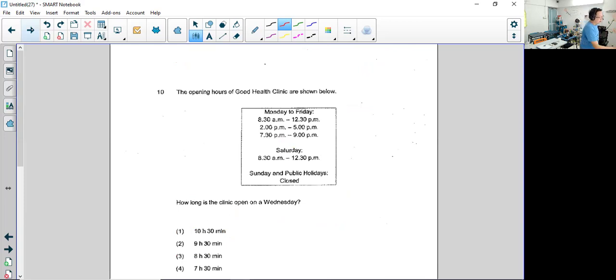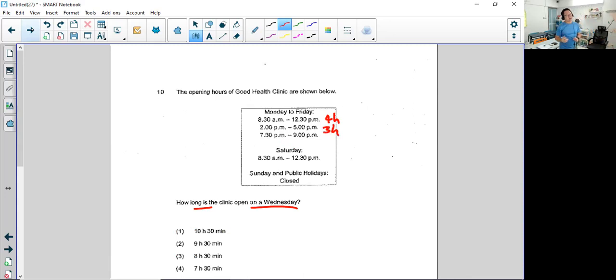So how long is the clinic open on a Wednesday? So from 8:30 to 12:30 p.m., that will be 4 hours. How do you get that? Do finger counting, right? Use your fingers to count. So you have 9:30, 10:30, 11:30, and 12:30, 4 hours. And then 2 to 5 p.m. will be 3 o'clock, that's 1 hour later, 4 and 5. So you have 3 hours.